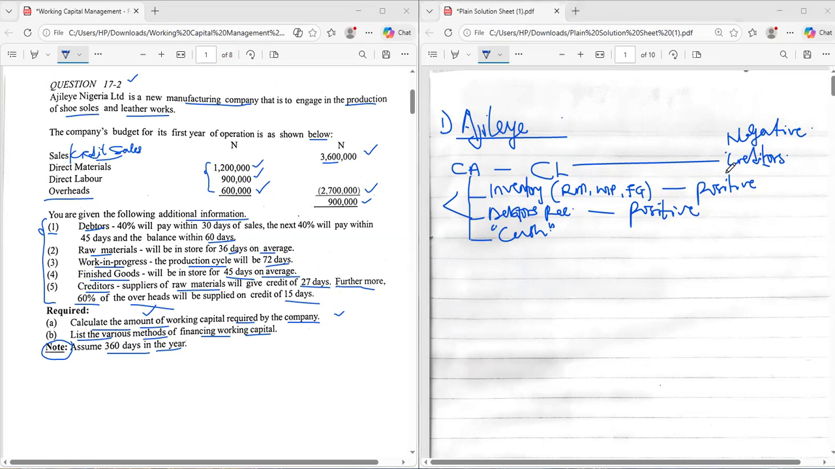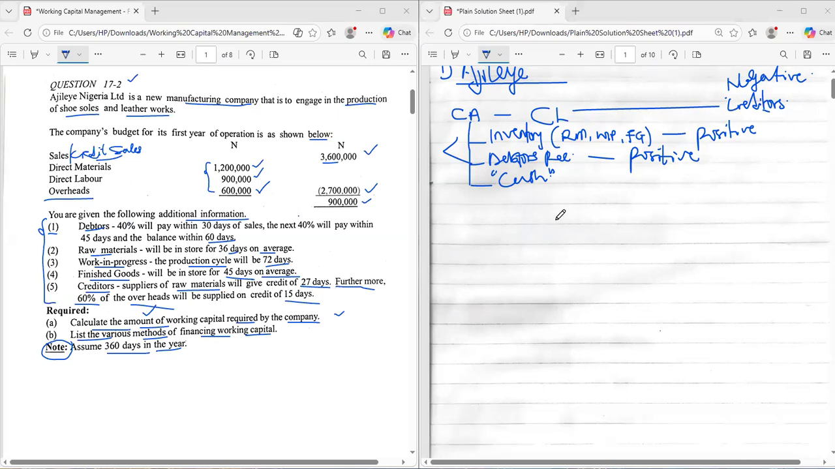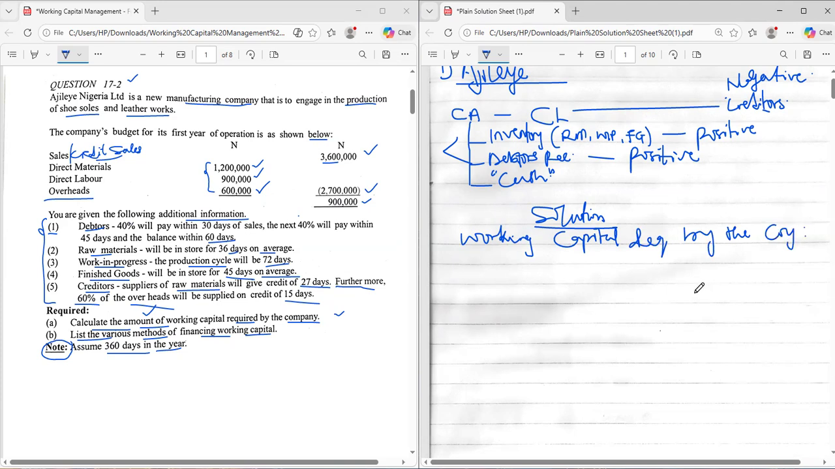Now let's start our solution proper. Working capital required by the company, that's what we are asked to prepare. Very simple. Just put your naira sign, because your answer is going to be in currency, depending on the currency given to you in the question.